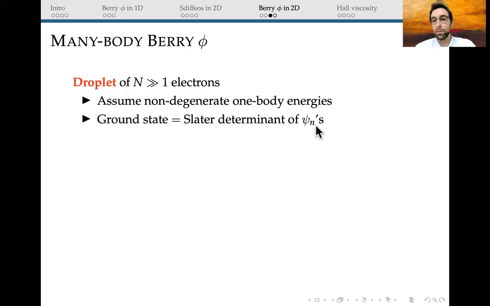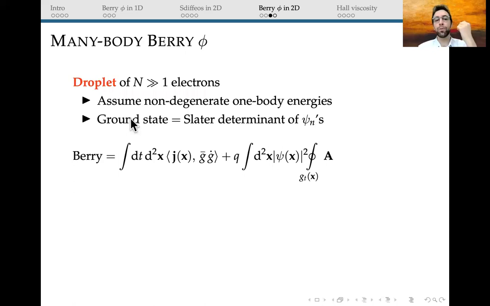But now because the full state is actually a Slater determinant of many one-body states, the complete many-body phase is just going to be a sum of n one-body phases. So for example, this probability density of the wave function now becomes replaced by the numerical density of the droplet, and this probability current becomes the numerical current of the droplet. And that's it. That's literally how simple it is. You now have an explicit formula for Berry phases of essentially any droplet.